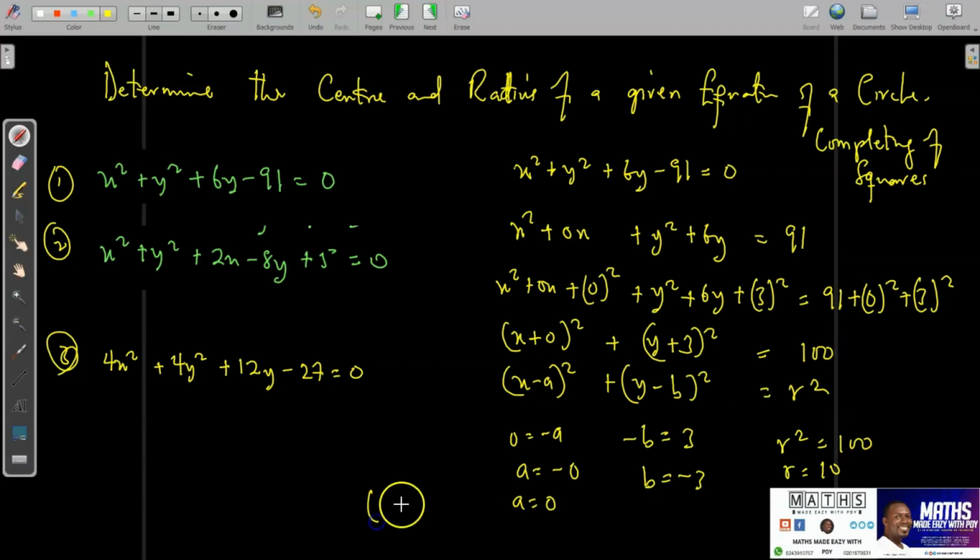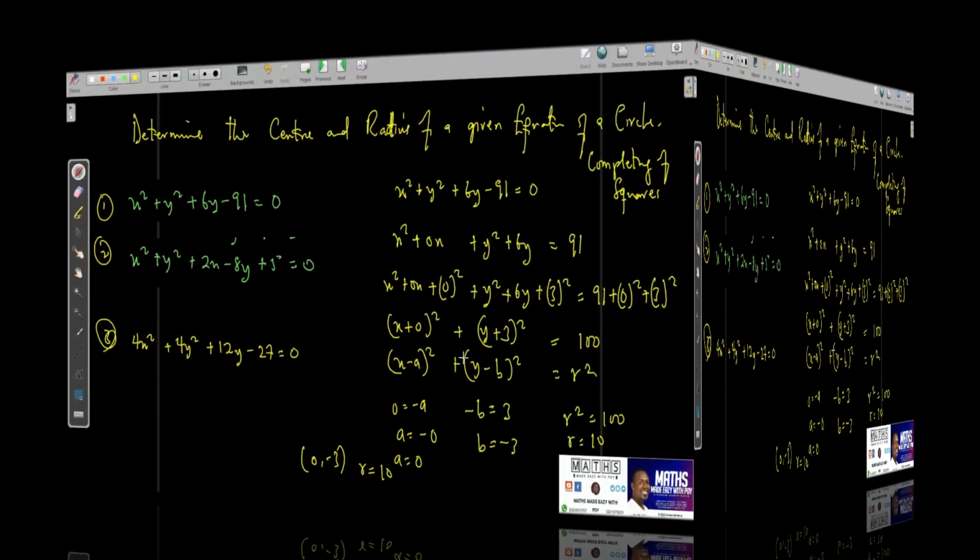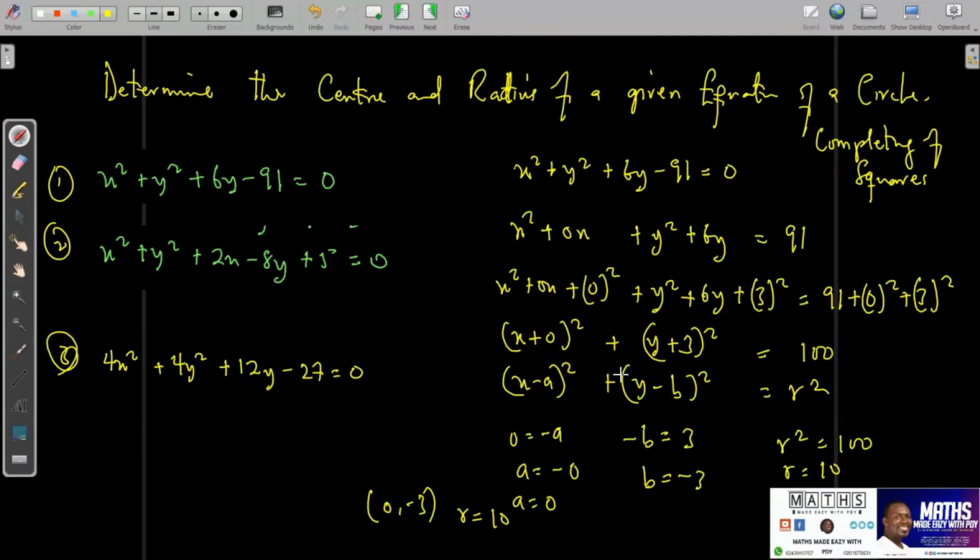So my center is (0, negative 3) and my radius is 10. This is the completing of squares method that can help you obtain the center and the radius of the circle. Please, are we okay? Yes, please. Okay.